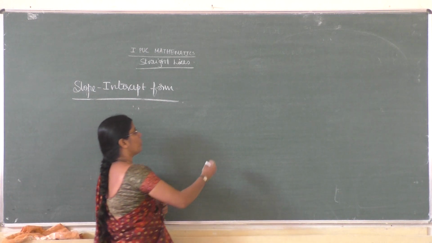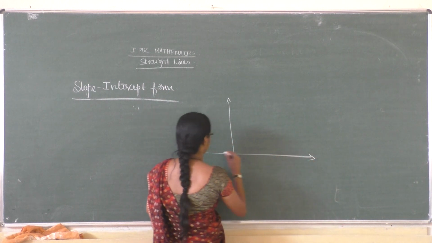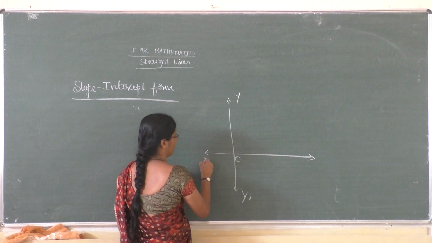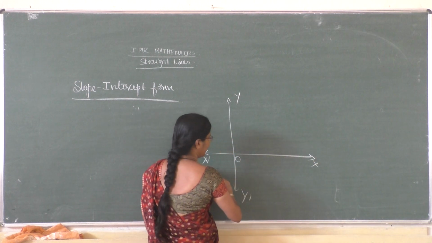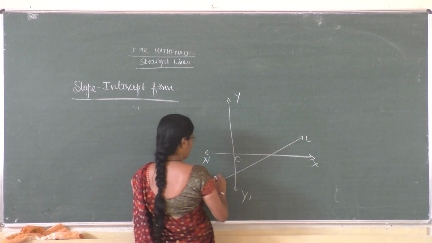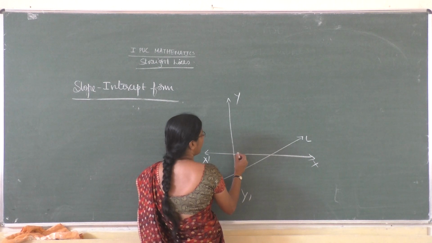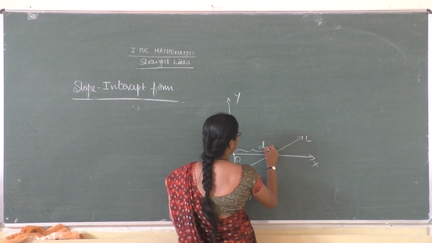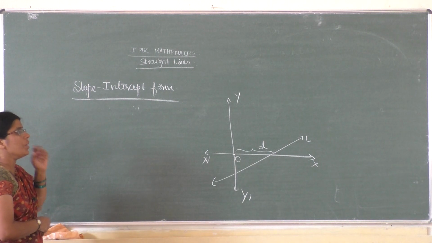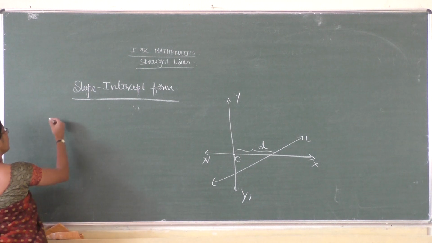Okay, case 2, what we have? Suppose a line L cuts the x-axis at a distance of d from the origin. Then d is called what? X-intercept, okay. So slope m and x-intercept are given.